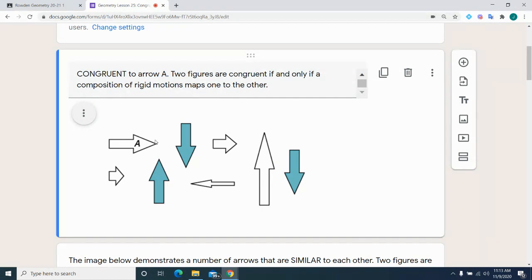And the way you have congruent figures is if rigid motions will map one onto the other. So I don't have to stretch or shrink this. I literally just rotate it and scoot it to the right, and there we are. With this, I rotate it to point up, scoot it to the right and down.